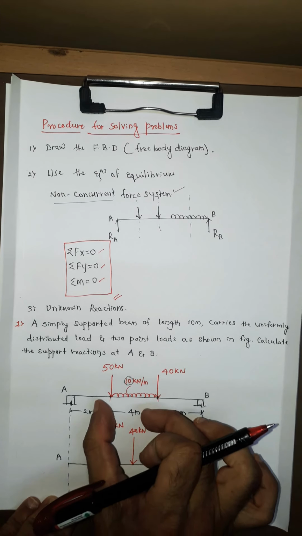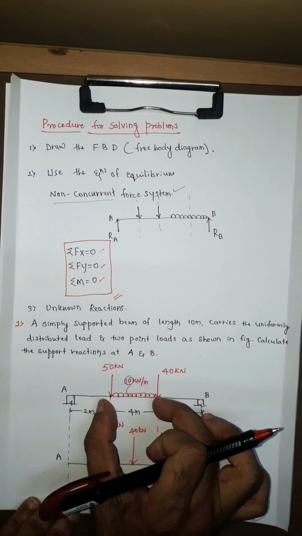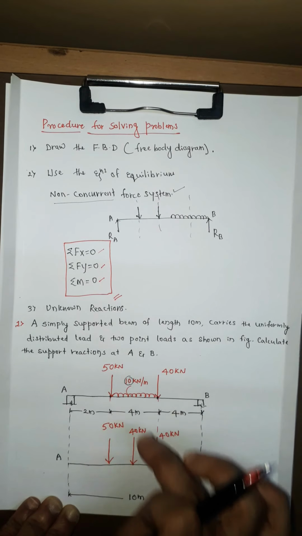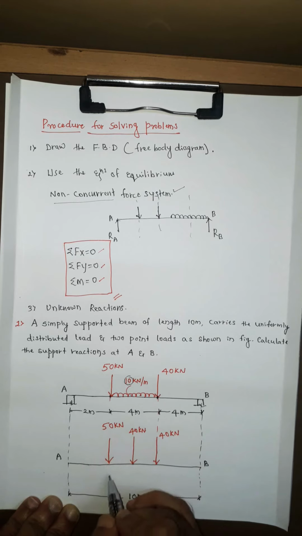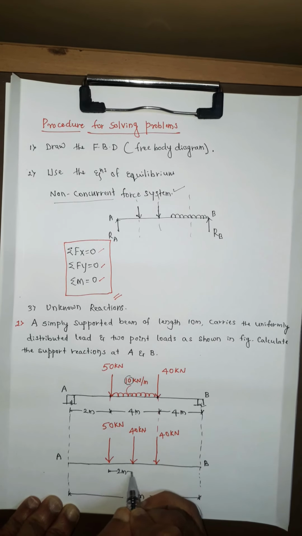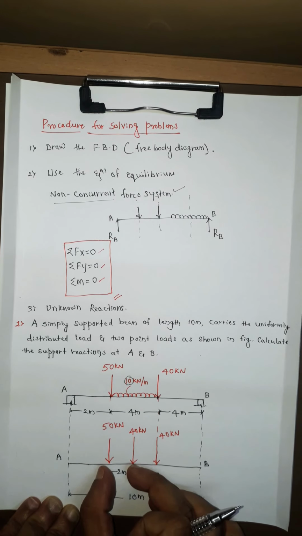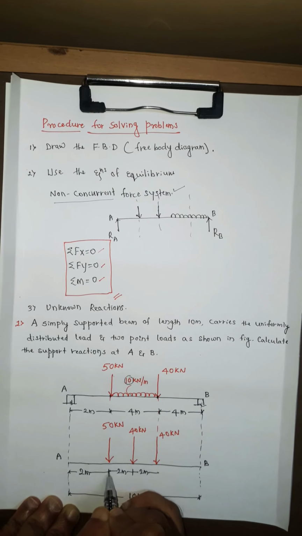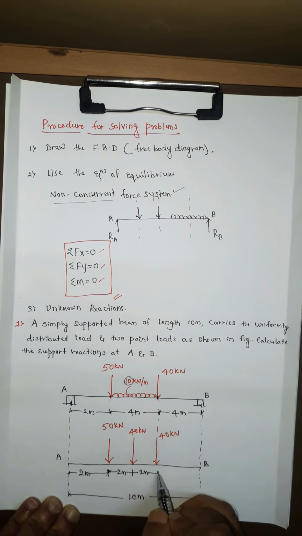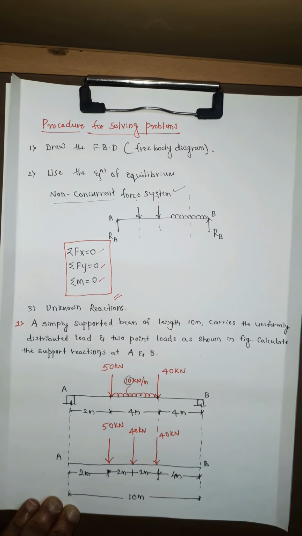And where is it acting? It is acting exactly at half of this 4 meter. So when you convert this UDL into point load, this point load will be exactly at the middle of this 4 meter. Means this is 2 meter, this is 2 meter. So this total is 4 meter, half 2 meter, 2 meter, and this point load is as it is. Okay, so this diagram is called as free body diagram.